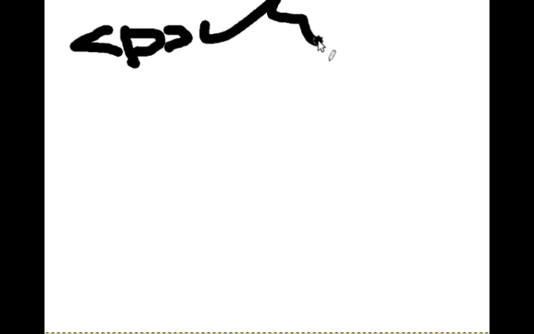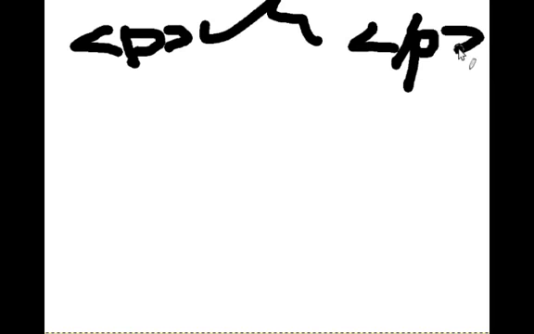So whenever you're reading a website, you should see a bunch of tags that look like this, kind of. Your content in here, then a closing tag. So this is the foundation of this particular programming language.